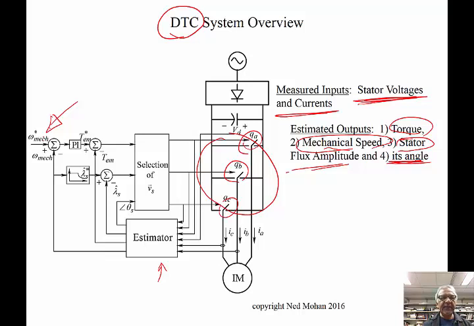We can see that we have a reference mechanical speed, then this estimated mechanical speed here, and the difference of these two goes into this PI controller, which gives the torque reference indicated by this asterisk sign. That is then compared with the estimated electromagnetic torque that this machine is providing, and the difference of the two goes into this block, and we'll talk about that in a second.